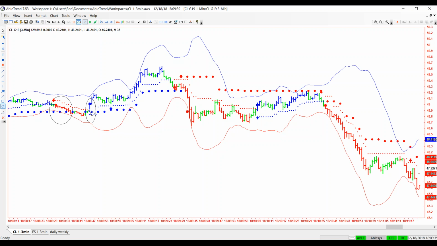The software works exactly the same no matter what you trade. It could be futures, it could be stocks, it could be Forex. Doesn't matter to Able Trend. Same accuracy for everything. That's what makes it so helpful.